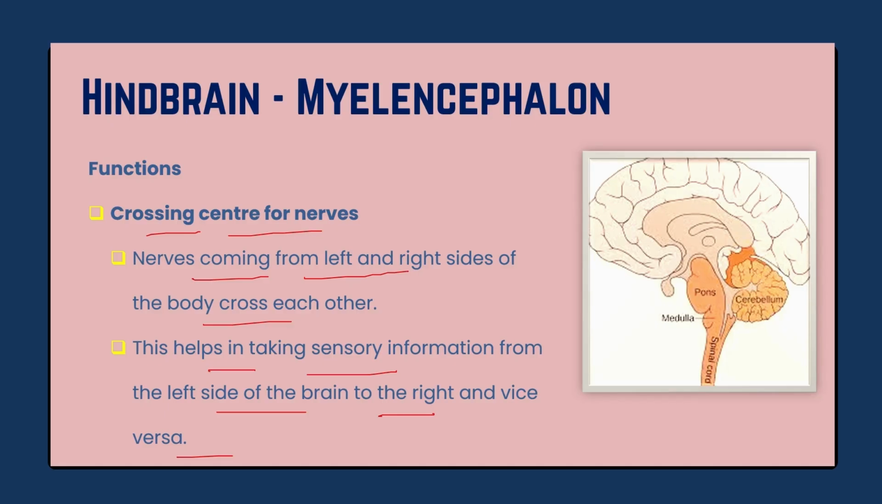This happens when we have neurons which will be connecting the right brain to the left body and left brain to the right body, right? And these neurons need to crisscross or cross each other at some point. And medulla oblongata is that junction where both these categories of neurons cross each other, taking information from left side of the brain to the right side of the body and from right side of the brain to left side of the body. So that was all about medulla oblongata. With that, we finish all the different parts of the brain.